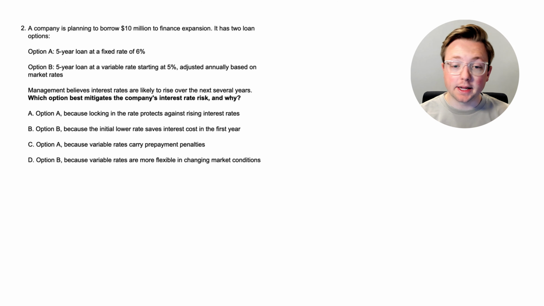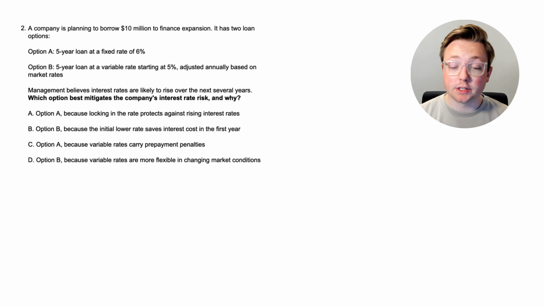Which option best mitigates the company's interest rate risk and why? Let's go up to the top. A company is planning to borrow $10 million to finance expansion. It has 2 loan options. Option A, a 5-year loan at a fixed rate of 6%. Option B, a 5-year loan at a variable rate starting at 5% adjusted annually based on market rates.